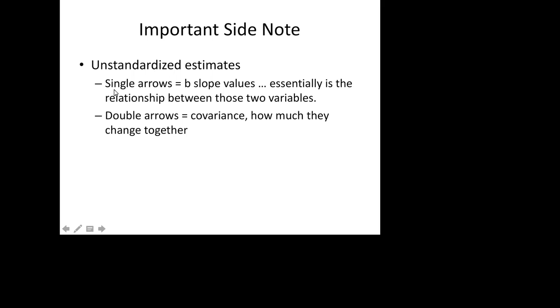So while unstandardized estimates are really great for single-headed arrows because they're easier to interpret, right? If I tell you how many videos you need to watch to get an A in class, I could tell you it's 8 videos. But if I told you it was 2 standard deviations, you'd ask, what does that mean? But if I tell you the covariance between those two things is 8,000 points, you wouldn't really understand. So unstandardized estimates to me are really good for single-headed arrows, not so much for double-headed arrows.